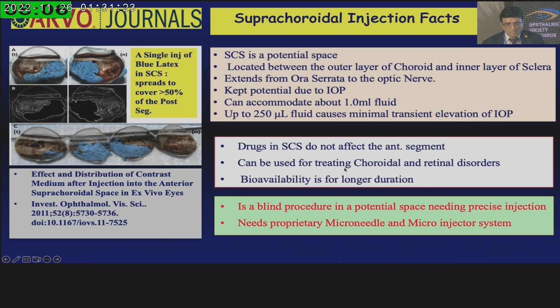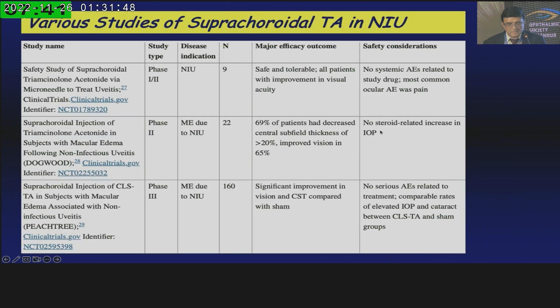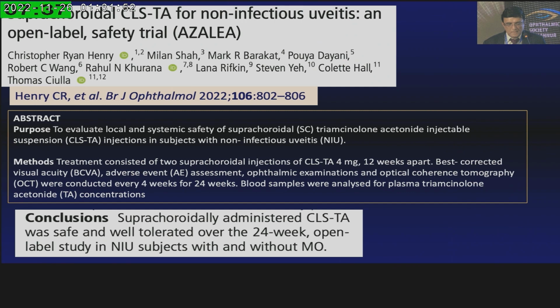The basic problem is that it is a blind procedure and it is in a potential space and needs proprietary microneedles. There have been various studies to show that Zuprata, which was CLSTA, made by Clearside Biomedical, has been shown to be useful in cases of intermediate uveitis, and multiple studies have shown the effectivity, and it is beyond doubt that it works.